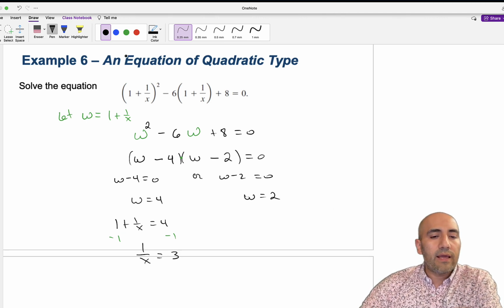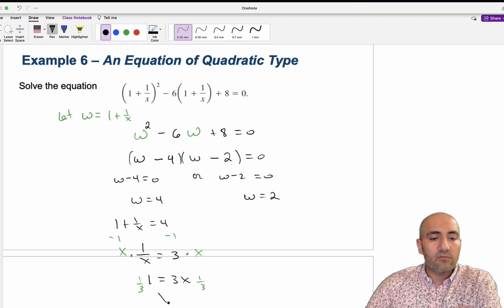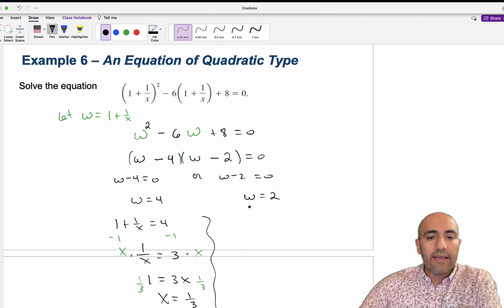And then I'm going to multiply both sides by X, times X, times X. We end up with 1 equal to 3X. And finally multiply both sides by 1/3, 1/3, 1/3. And we arrive at our answer. X equals positive 1/3. I'm going to flip it around and write this as X equals 1/3. Okay, so that's one solution. Now we've got to work out the other one.